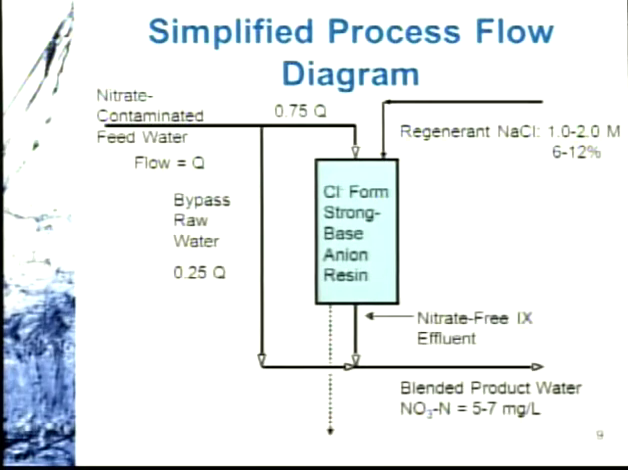Now when you go to regenerate, you're typically using a sodium chloride solution that's on the order of 1 to 2 molar, 6 to 12%, and then that goes either upflow or downflow. In this case, pictorially shown as downflow, so co-current regeneration, and it will push off the resin the nitrate into the brine, and then you've got your spent regenerant.